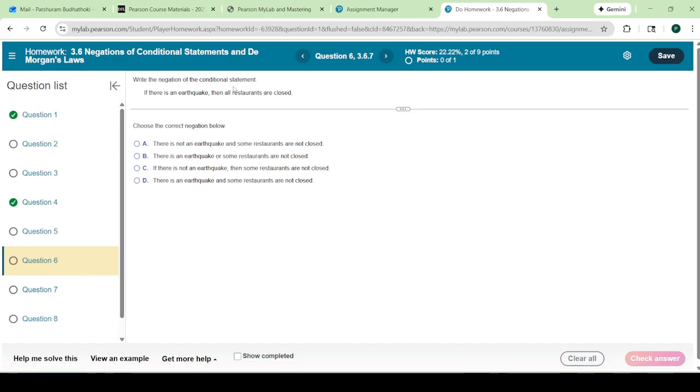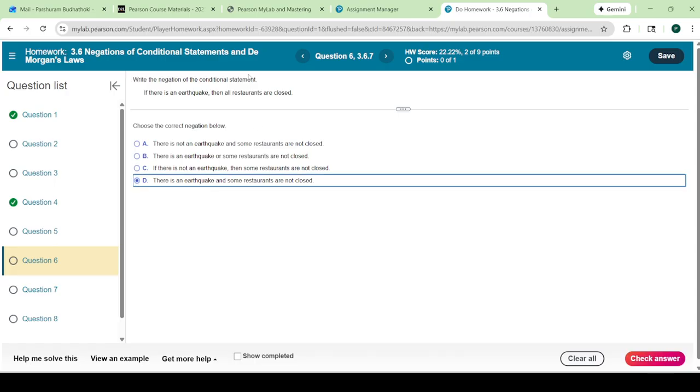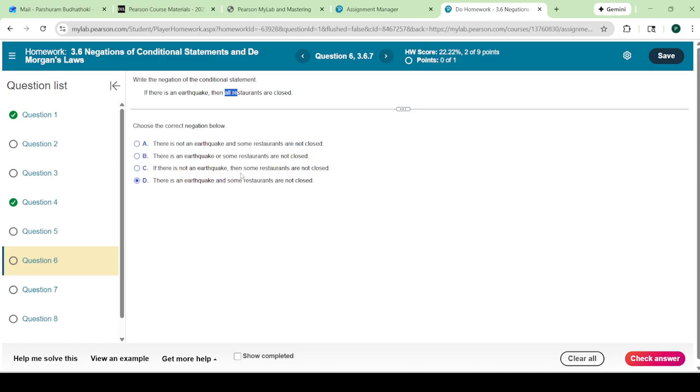Write the negation of the conditional statement: if there is an earthquake, then all restaurants are closed. The negation of that is there is an earthquake and no restaurants are closed. Actually, no restaurants closed is not right: the negation of all is some. So it's supposed to be some restaurants are not closed.